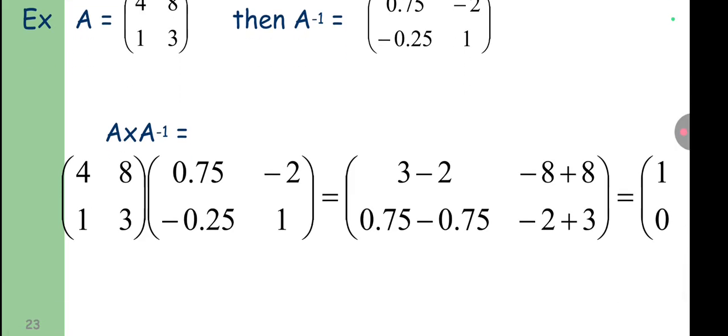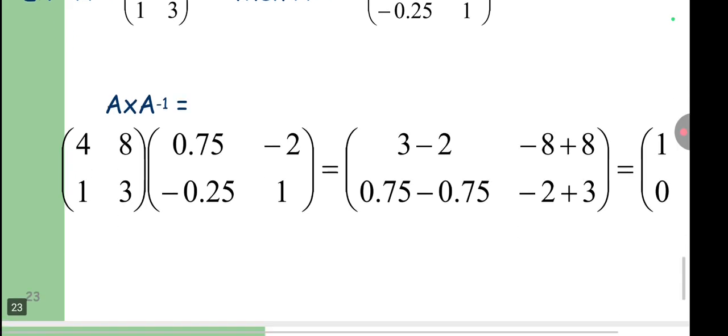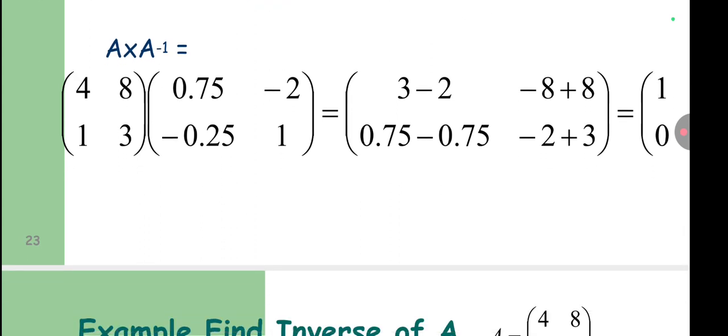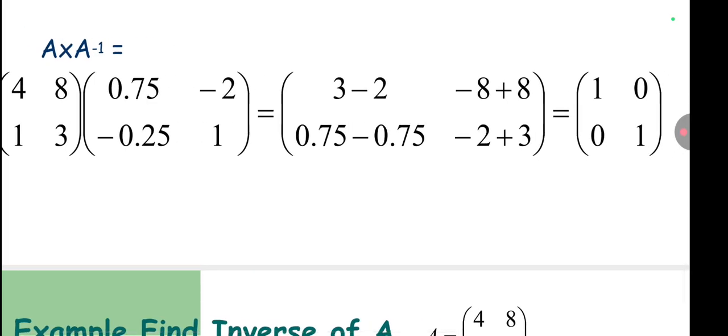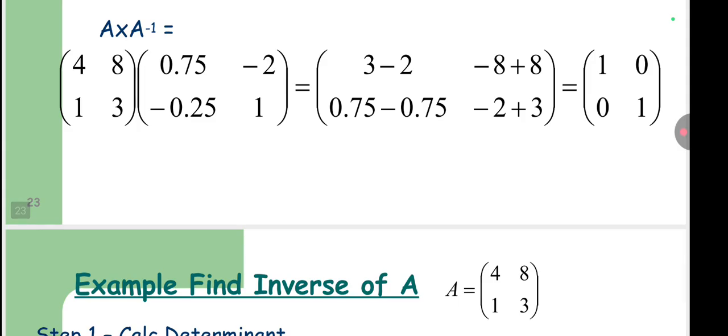Now we are going to multiply A and A inverse. Here A matrix is a 2 cross 2 matrix, and A inverse is also a 2 cross 2 matrix, so we can multiply A into A inverse. You know how to multiply the matrices. When we multiply, we will have 1, 0, 0, 1. This is the unit matrix. So A into A inverse equals I, and I is a unit matrix.